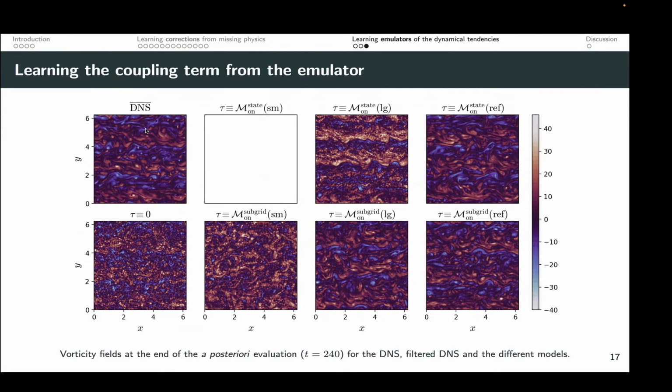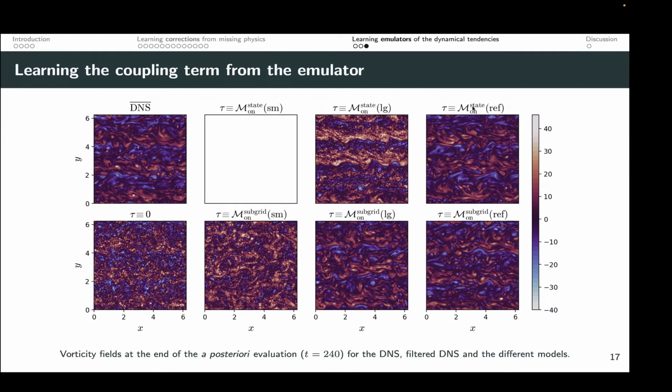So if we look at this, the reference is in the top left, and the bottom left is what happens if you don't have any correction. And then we have different models. On the far right, you have the model that's trained with the differentiable solver. It's the ideal case where you implemented your dynamics.